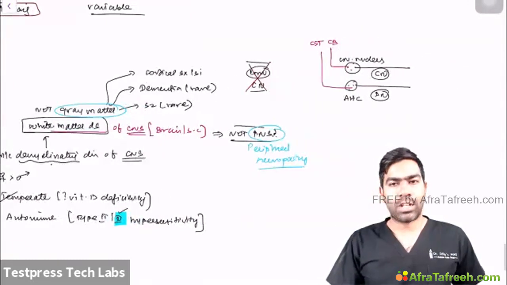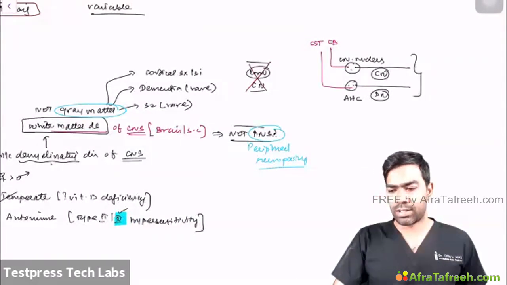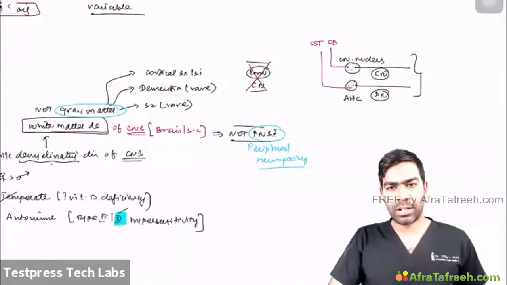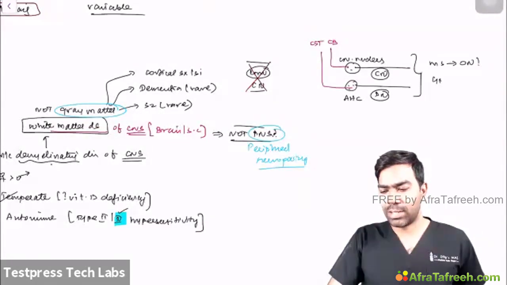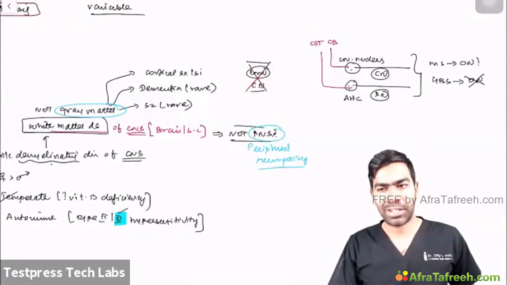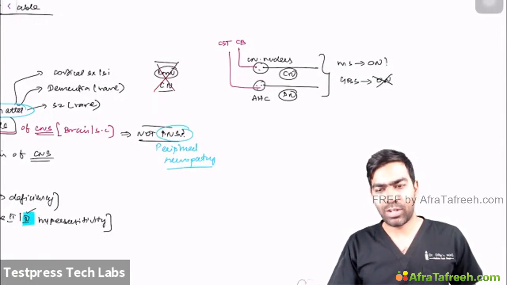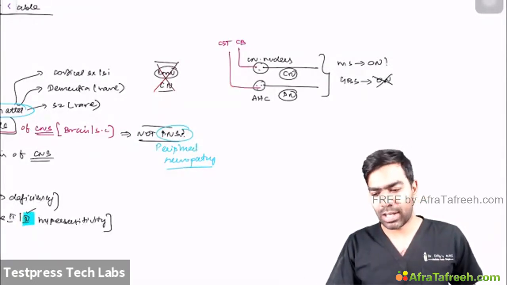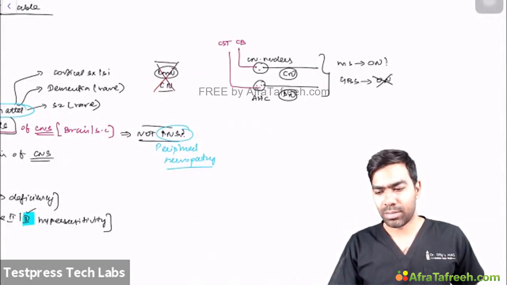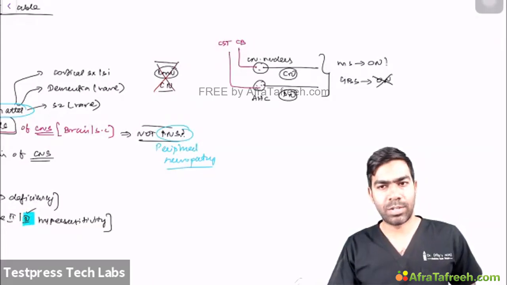But the usual confusion starts in one area. You would have studied in MS, optic neuritis is extremely common. In GBS, if there is one thing that will not happen, optic neuritis will not happen. This is what you would have studied. So now it's confusing. Cranial nerve involvement we told is not there in MS, whereas in GBS very commonly they produce cranial neuropathies. But why should MS produce optic neuritis and GBS should not produce optic neuritis?